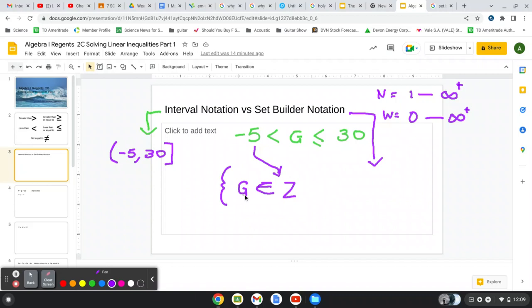Now, we're saying again, G is an element of integers. Such that, and then we just copy it over. Okay, and I'll talk more about set builder and interval notations again in other videos. Oh, and don't forget we have to close that out. Let's close it out. So that's interval notation, set builder notation. So let's solve some more inequalities.